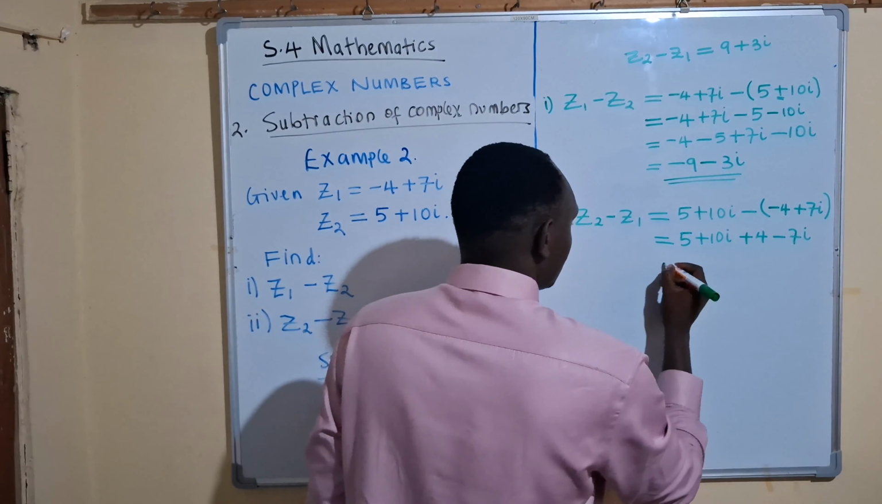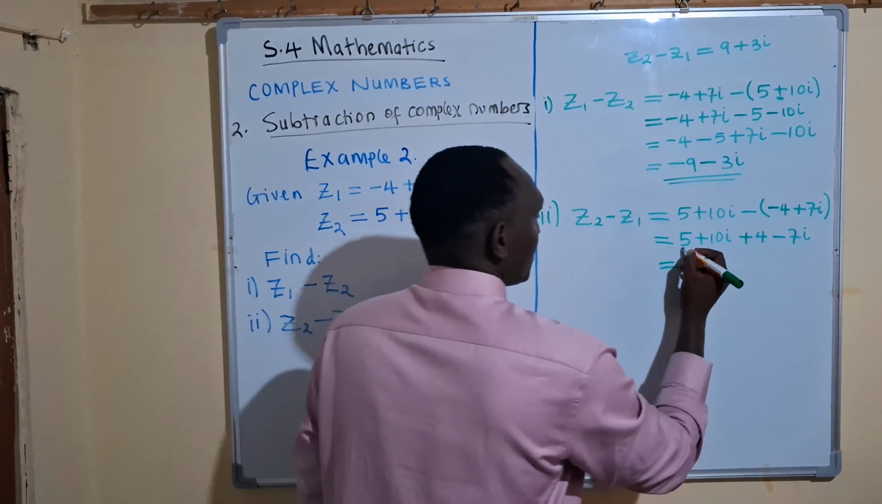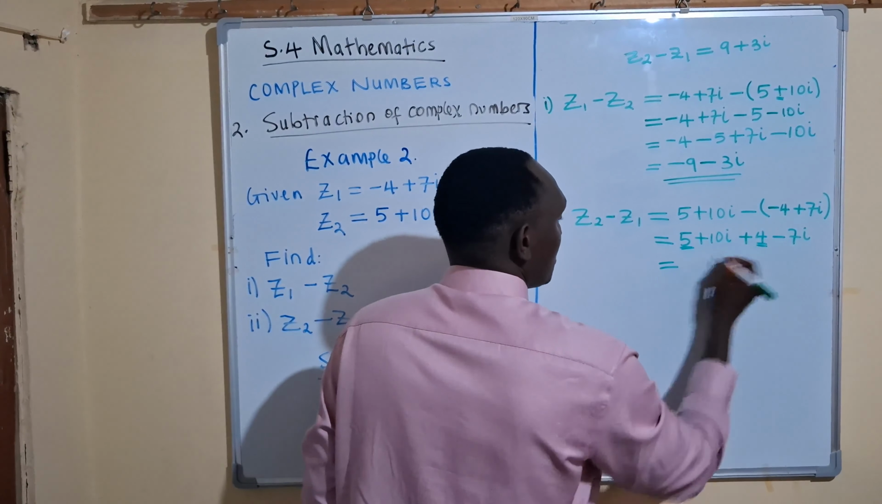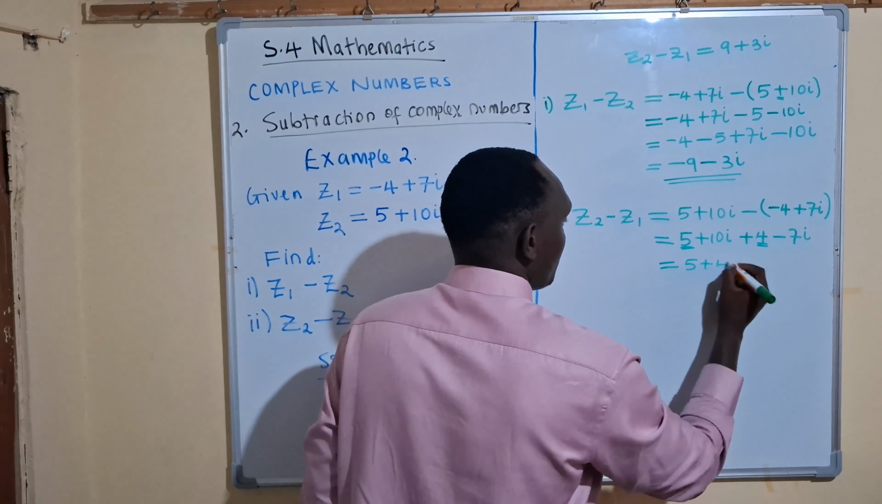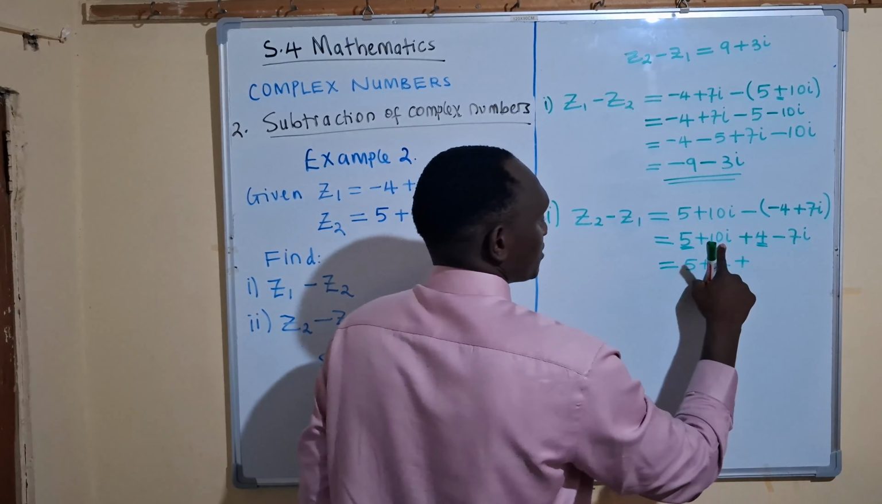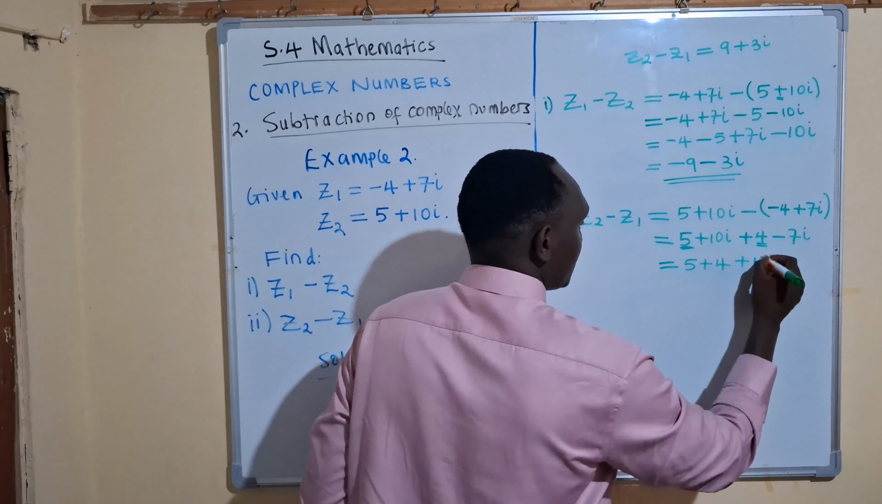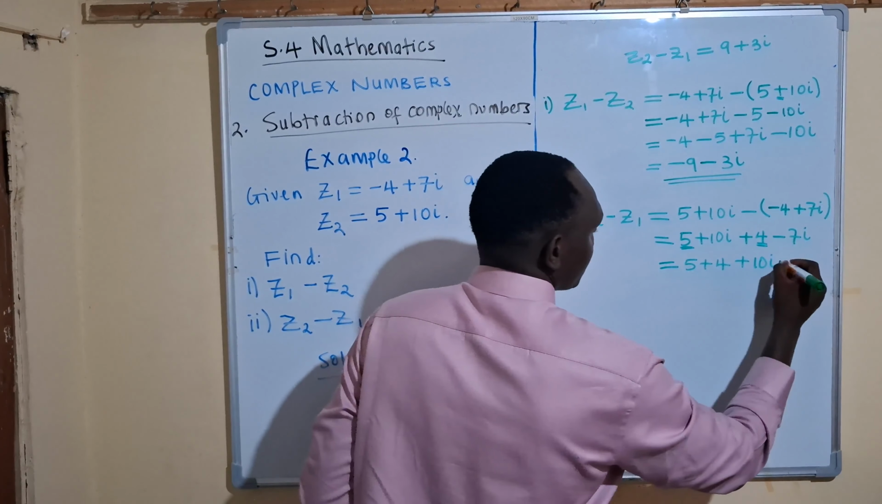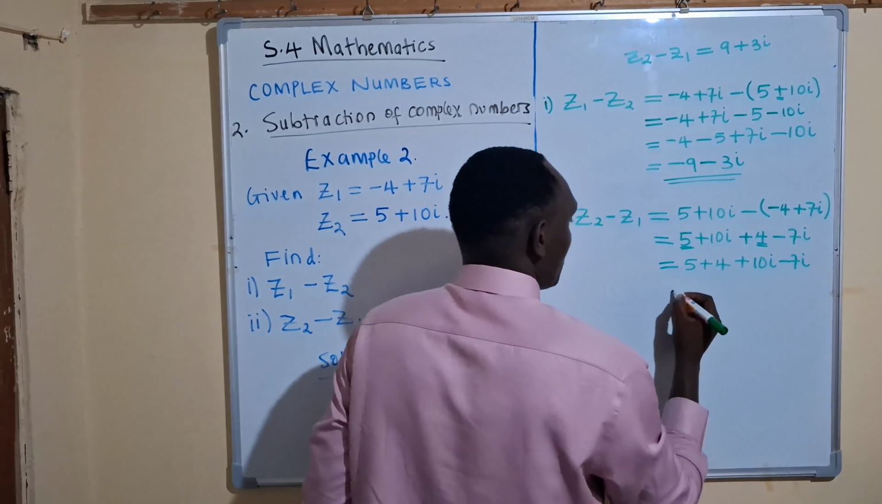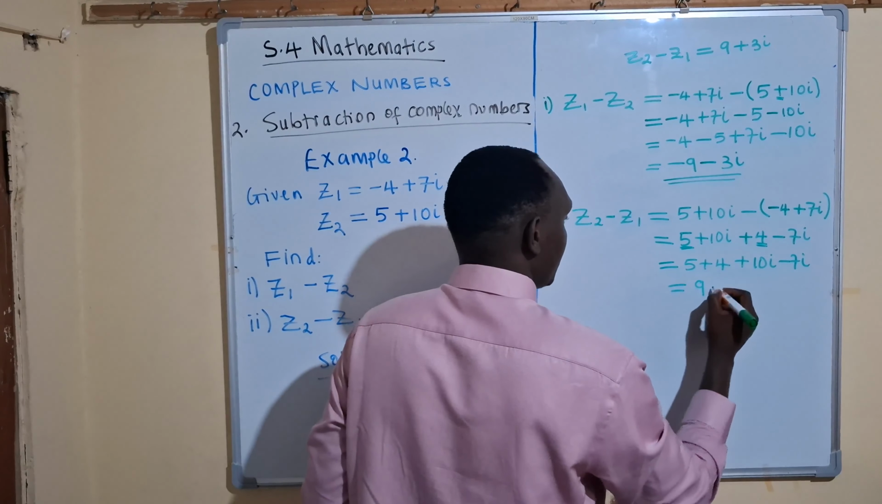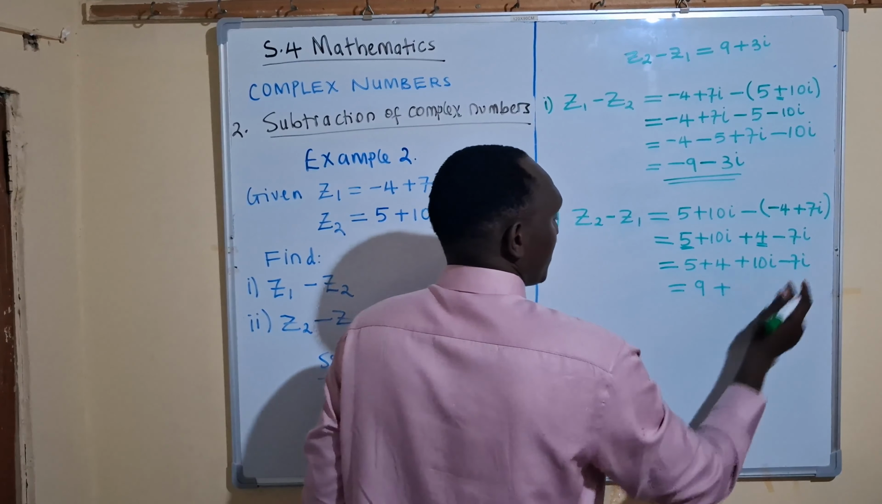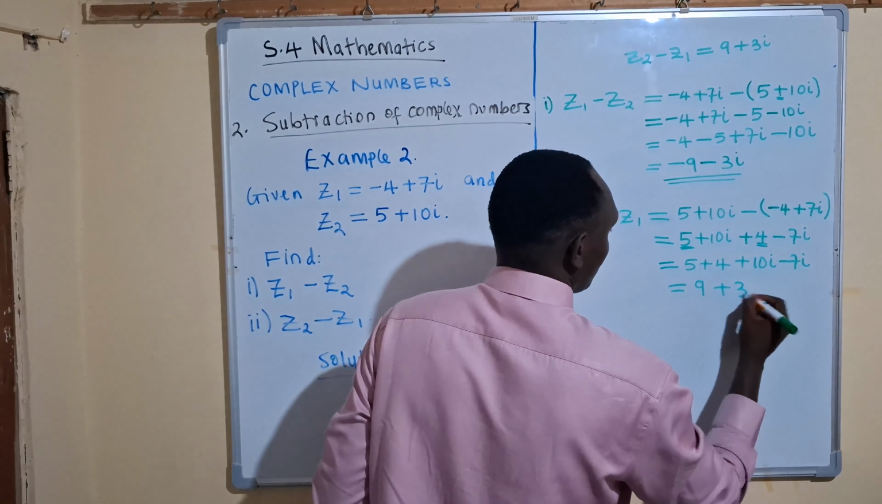After that, we collect the like terms. Let me start with the real parts together, which is 5 and 4, and then 10i is positive, that's why I'm putting plus 10i, but 7i is negative, so here I'll say minus 7i. 5 plus 4 is 9, plus 10 minus 7 is 3, and then you attach i.